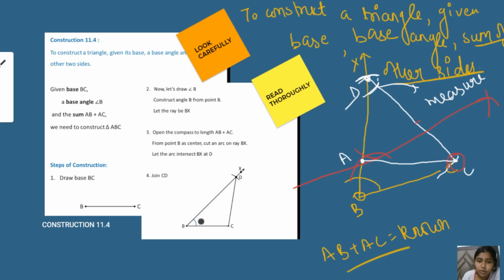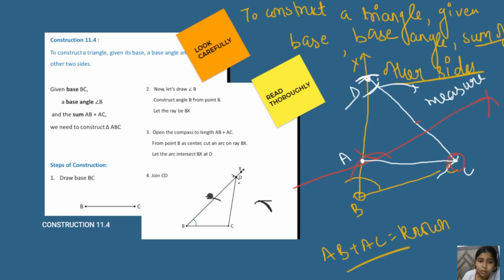Like I am explaining again. After this, just draw the perpendicular bisector. This is C. You have to open the compass more than half of the length of CD. You have to draw the two arcs like this.